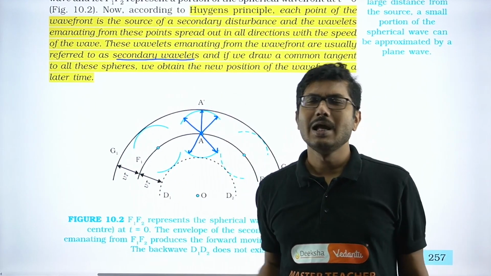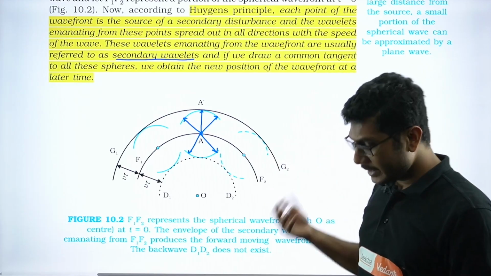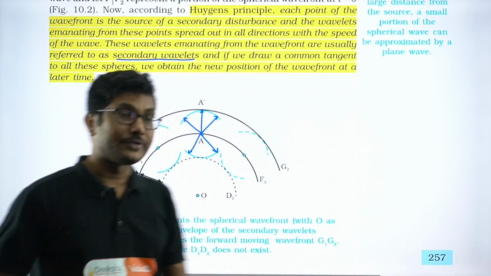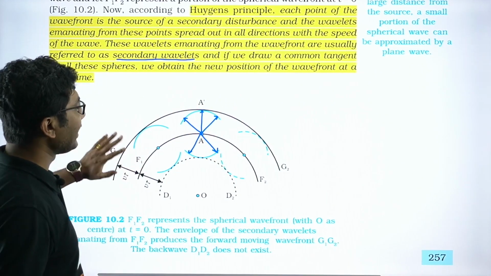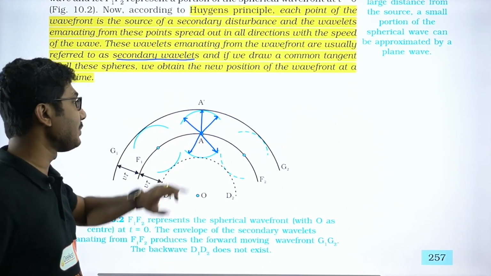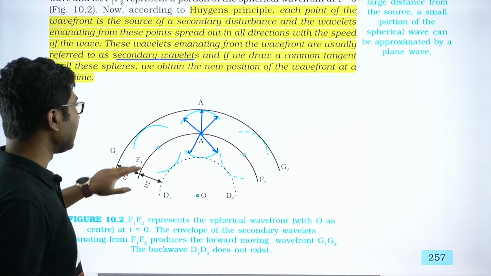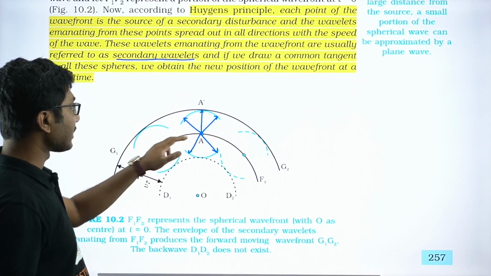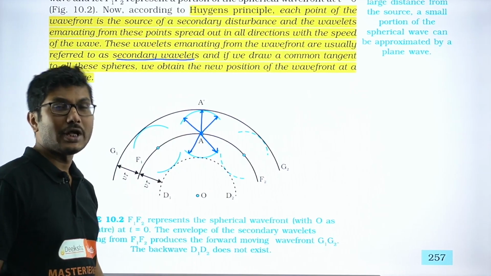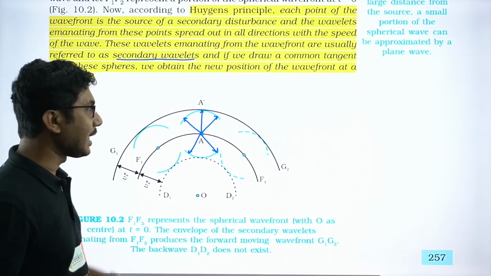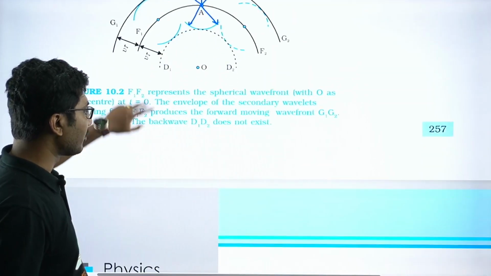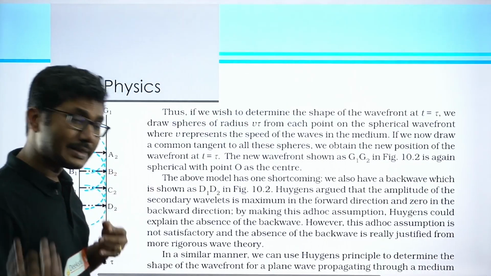This is slightly complicated in terms of understanding. You will understand this better if you study physics in your higher classes. But anyway, it is very easy to understand the basic principle, that all the points on the primary wavefront behave as secondary sources, and they emit waves in all possible directions. They all travel with the same speed as the wave.